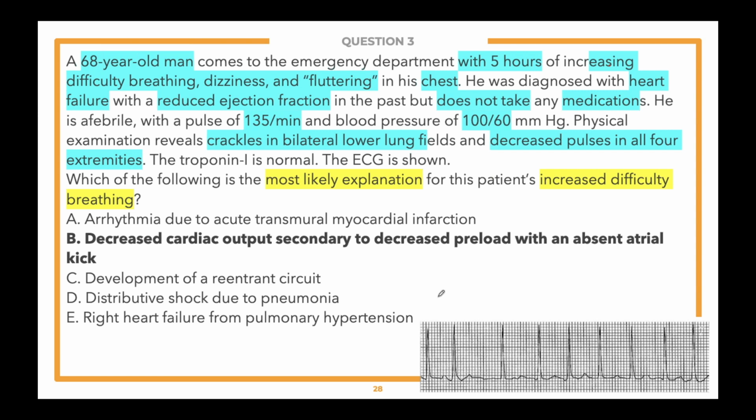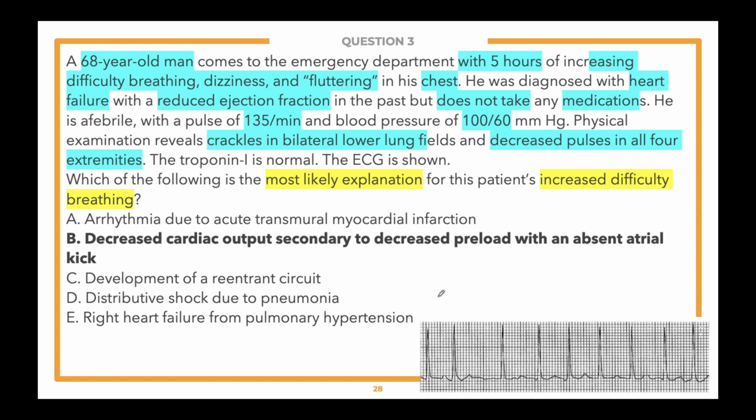The other answer choices, so right heart failure from pulmonary hypertension, that would be talking more so about if this was a pulmonary embolism, okay? Then you could explain that with the pulmonary embolism, but we're not really told about anything that would suggest a blood clot. Answer choice D, distributive shock due to pneumonia. You know, there's really not a lot here that points towards a pneumonia. There's not a consolidation on the lung exam. There's no fever we're told about. They told us he's afebrile, so probably not a pneumonia.